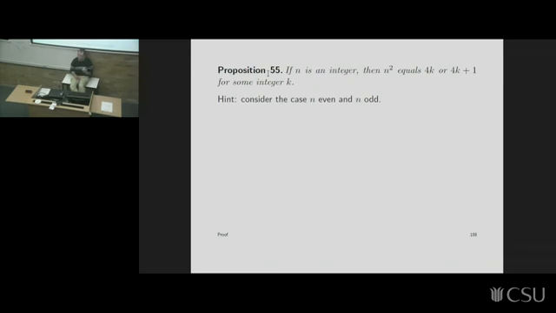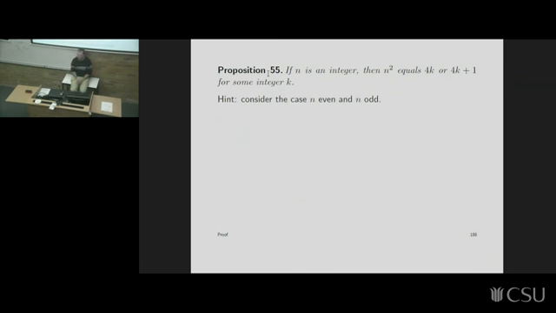So what's the premise of this result? What's our starting point? N is an integer, that's it. So our premise is n is an integer. The conclusion is n squared equals 4k or 4k plus 1, for some integer k. So that's our premise and conclusion. You can see the conclusion has 2 parts to it. It's either 4k or 4k plus 1.